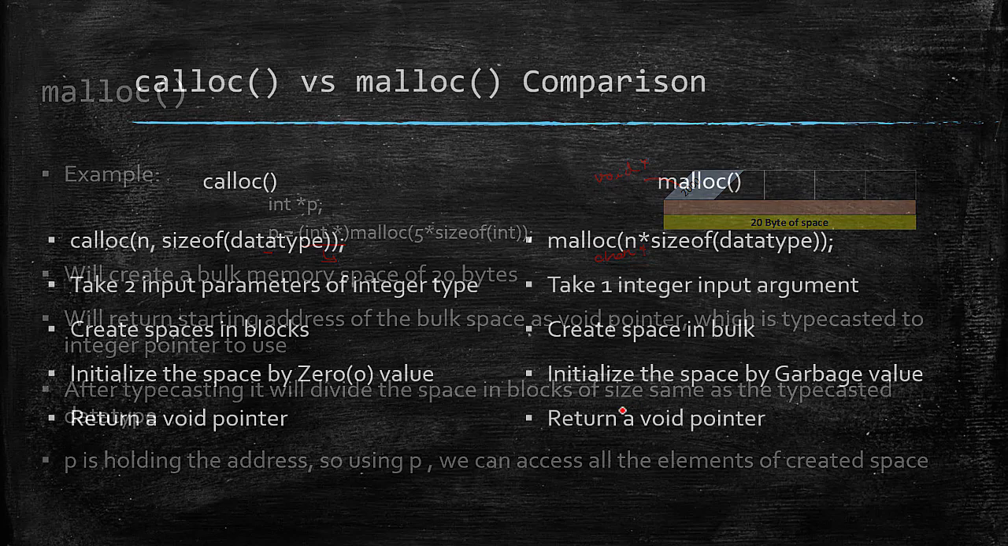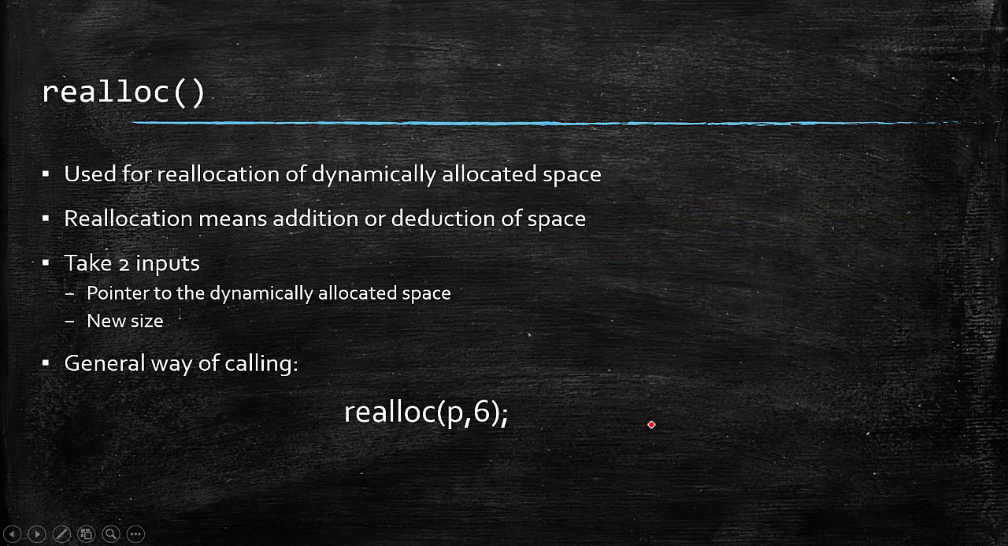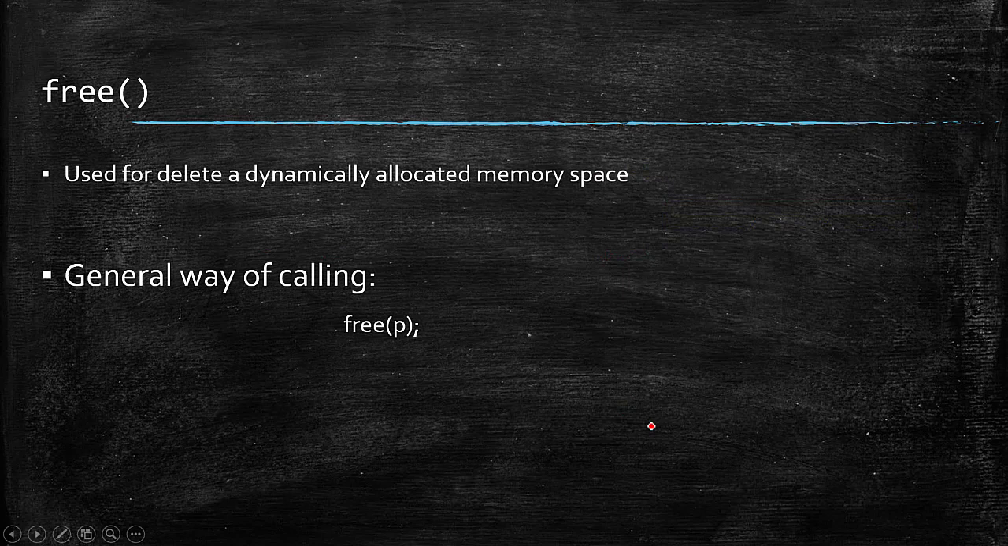So there are four functions: calloc, malloc, realloc, and free, to utilize the memory space in a more efficient way by creating it dynamically, resizing it dynamically, and deleting it when the space is not required. So that's it for dynamic memory allocation.